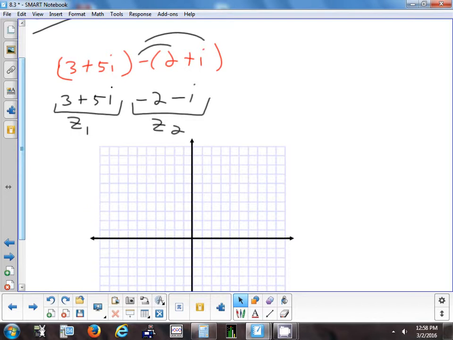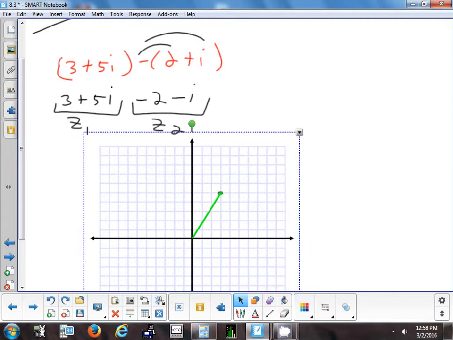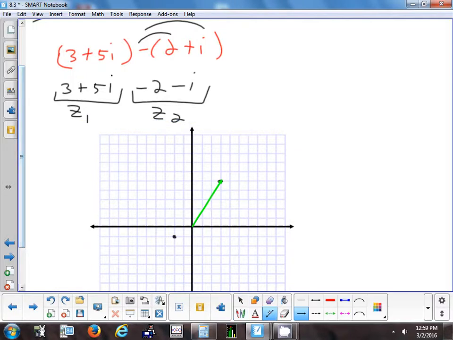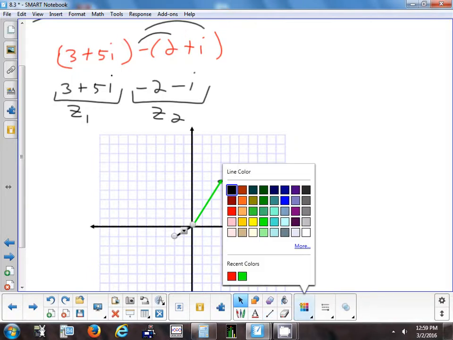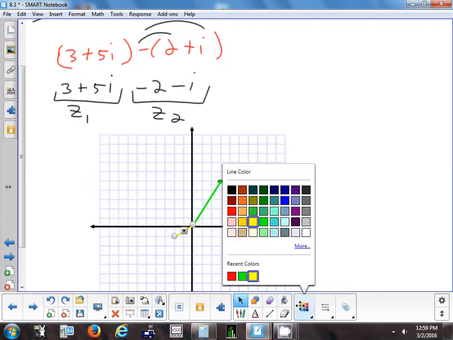So 3 plus 5i. Right 3, up 5. Right, so there's that one. Green. Okay. And then the other one is left 2, down. What number is in front of i here? 1. If it's not written, it's a 1 or negative 1. Left 2, down 1. Right, and we're going to make it yellow. Can't see it. It's hard to see. Red.